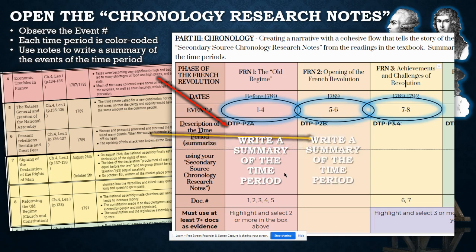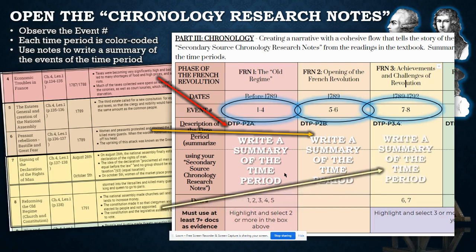Same thing, go to the next time period. And again, it should be color coded. In this case, it's orange. Right? And go ahead and take those notes, write a summary of that period. Again, just a sentence or two, nothing elaborate, just to be able to talk about the events that actually happened.